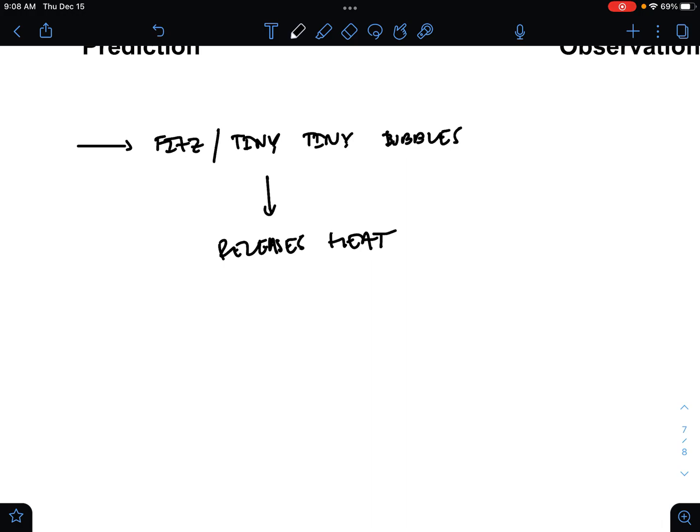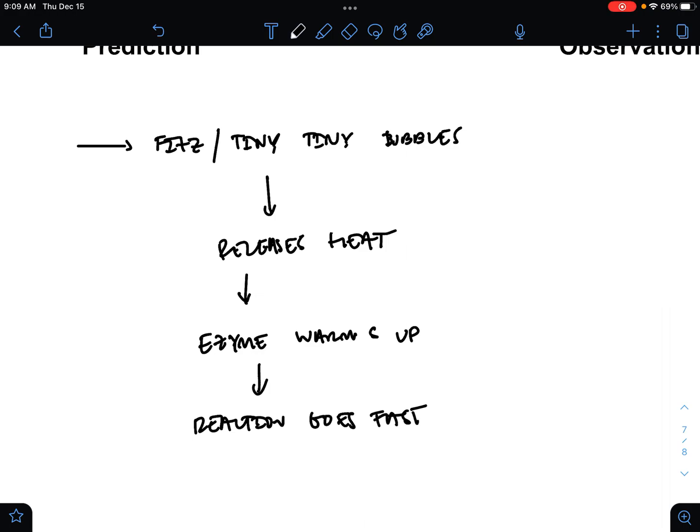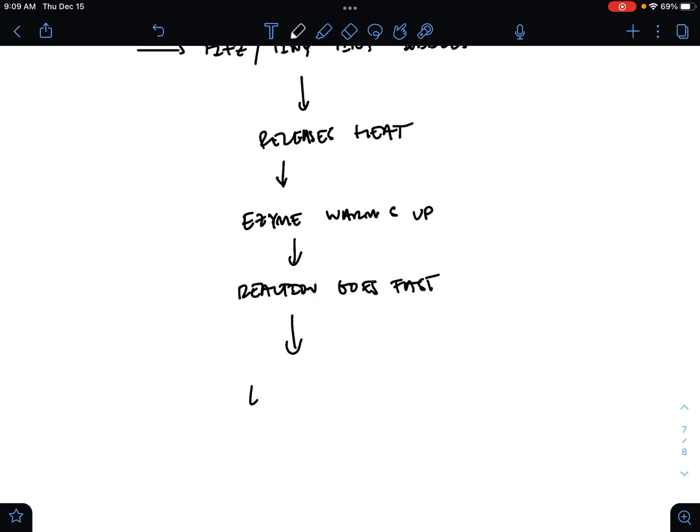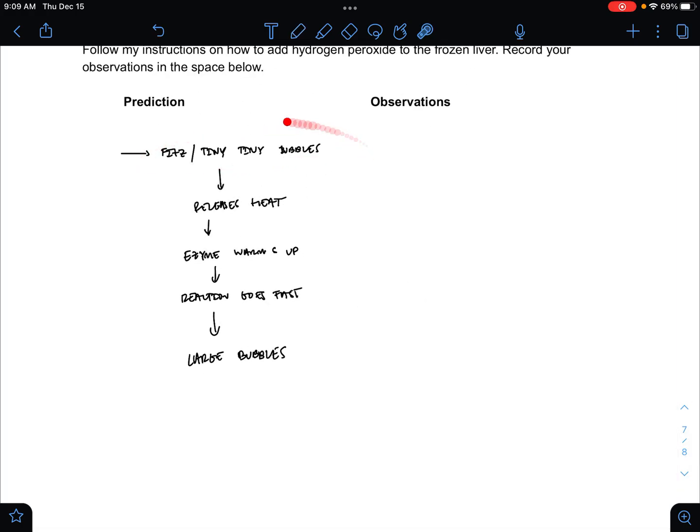Because energy can neither be created nor destroyed. Okay, so this releases heat. So then the enzyme starts to warm up. So then the reaction starts to go faster. And then we ultimately see large bubbles. So it goes from a very distinct, teeny tiny little fizz to huge bubbles over the course of the enzyme heating up.